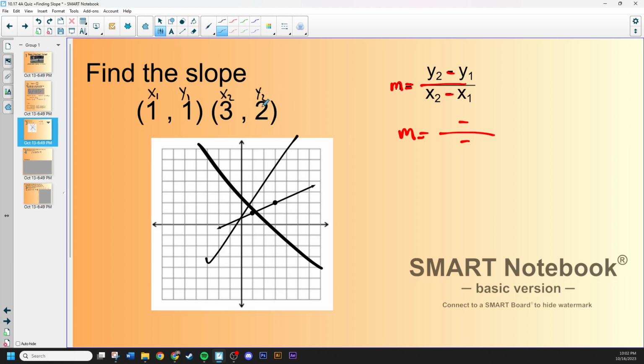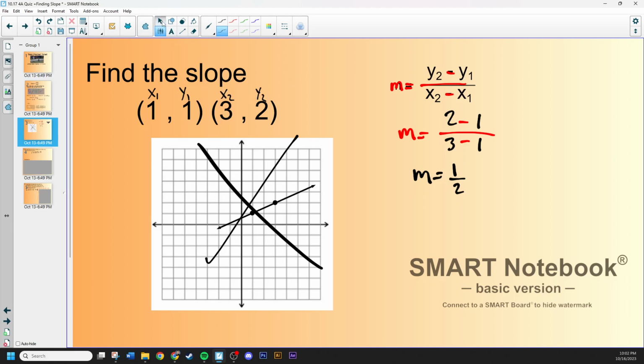So here we go. We're going to do y2 minus y1. y2 is 2 minus y1, which is 1. And then x2 minus x1. So that's 3 minus 1. And this is going to get us an answer of m equals 1 over 2. And if we looked and counted the slope up 1 over 2, that would have been a rise over run of 1 over 2 as well.